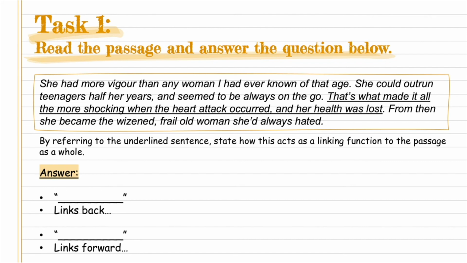She could outrun teenagers half her years and seemed to always be on the go. That's what made it all the more shocking when the heart attack occurred and her health was lost. From when she became the wizened, frail old woman she'd always hated.